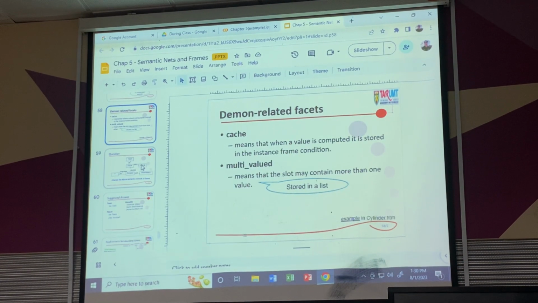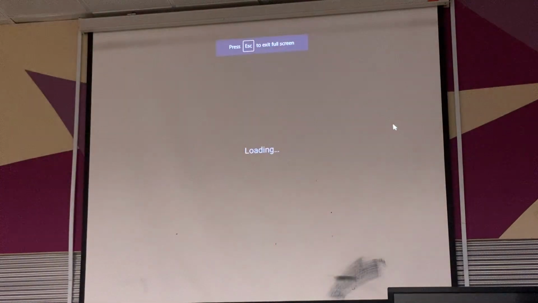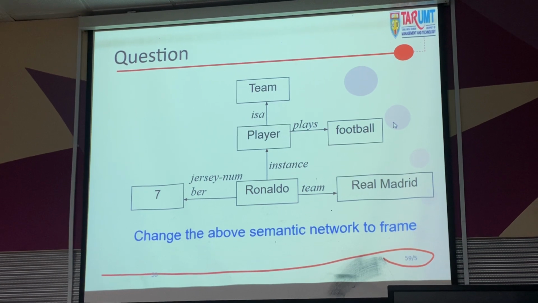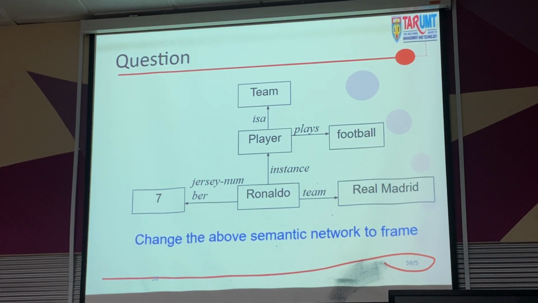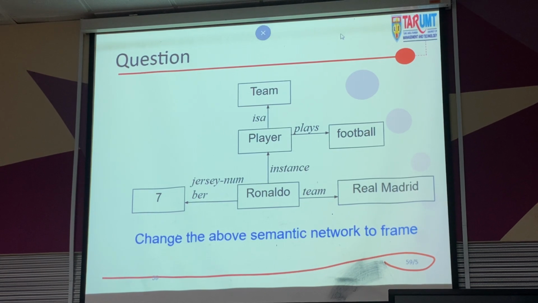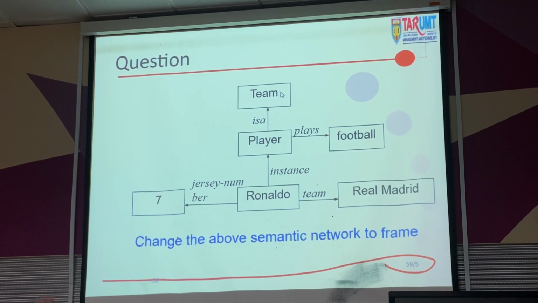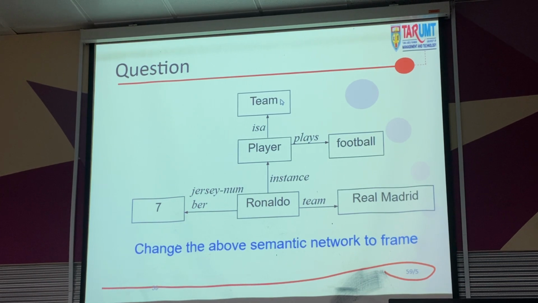Okay, so let's continue. Sometimes you may need to convert or transform the semantic network to the frame. For example, in this case, you have a semantic network. Player is a team. Ronaldo is an example of players. Players play football. So you have to convert this semantic network into frames. How to convert? It's very simple.